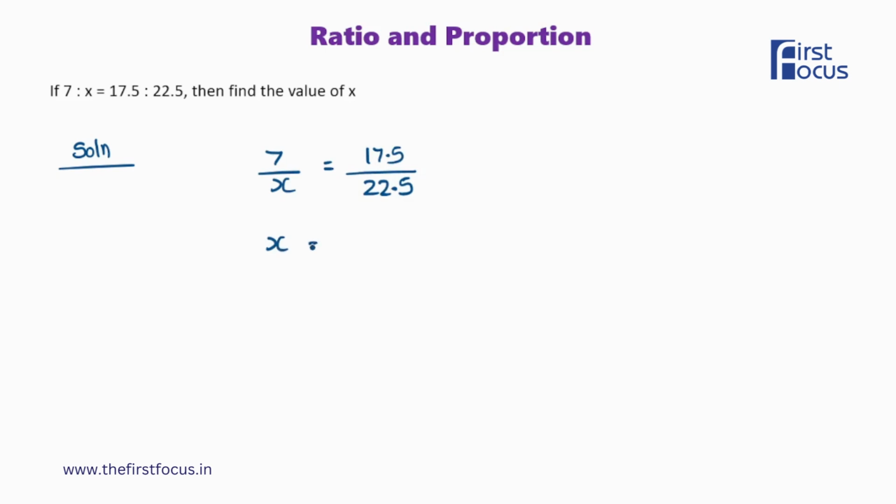So in order to find the value of x, we can write 7 into 22.5 divided by 17.5. On cancelling this, we get 7 into 9. So the value of x is equal to 9.